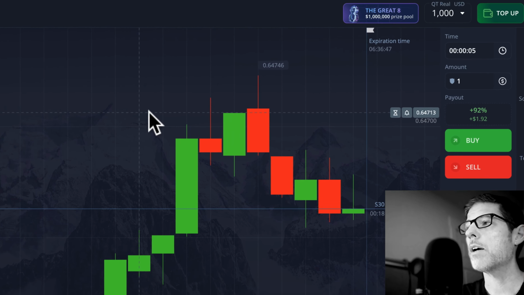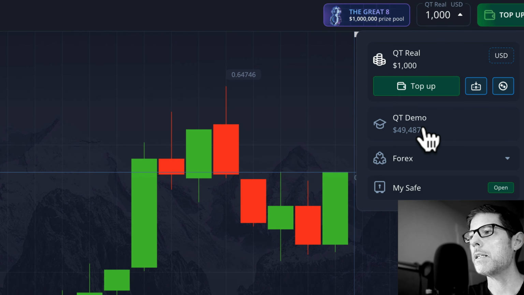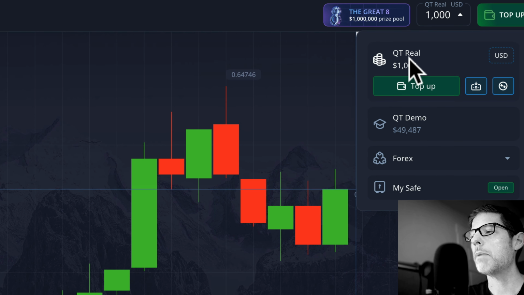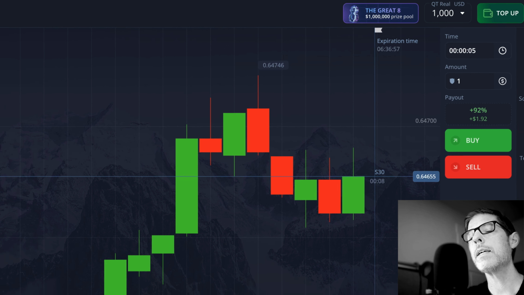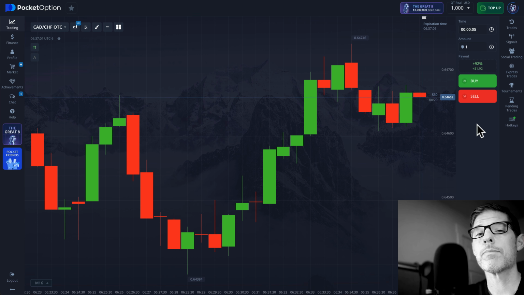Now I have $1,000 up here inside of my real account, and you can see here's my demo over here, and here's my real account. So it's real money that we're trading with today. I use this 5-second strategy almost on a daily basis, and it helps me stay profitable inside of Pocket Option. So it's really, really cool.